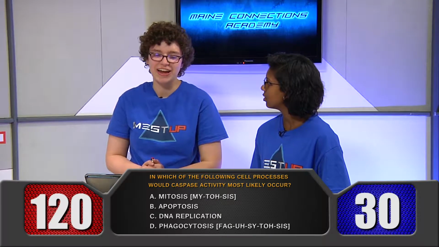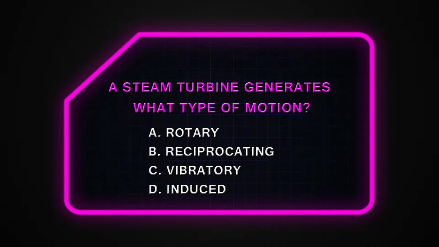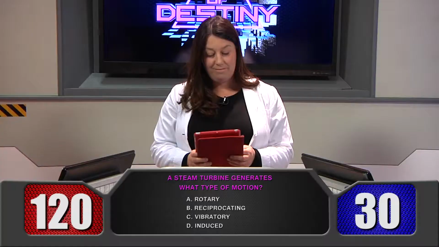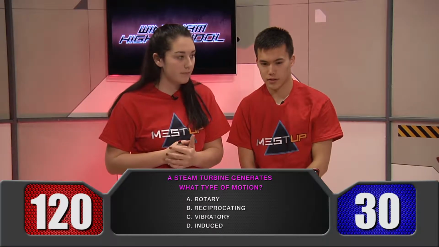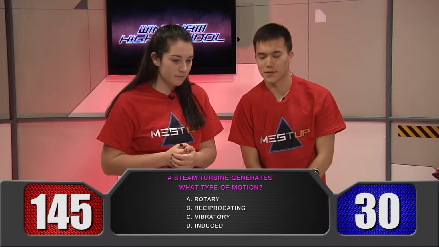Engineering for 25. Okay. A steam turbine generates what type of motion? Red team. A, rotary. Correct. Red team, your choice. Do science for 15.